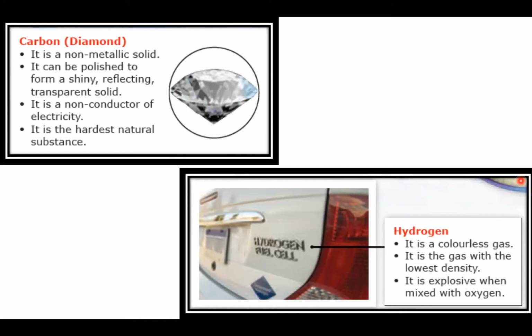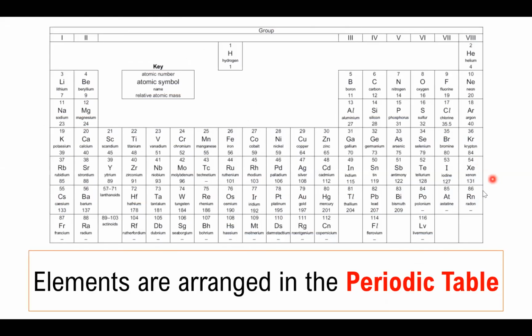So you might be asking, how many elements are there in the world? Let me show you. These are most of the elements that you can find in the world. There are a lot of them, over 100 elements, and all the elements are arranged in this table here. This is what we call the periodic table. And we use the periodic table to refer to the elements.